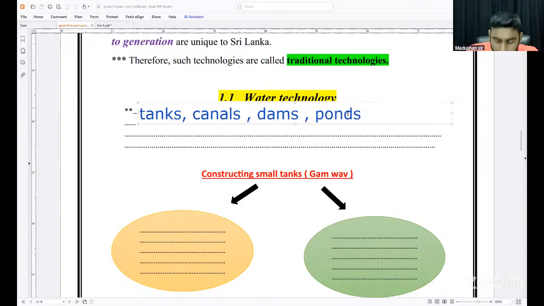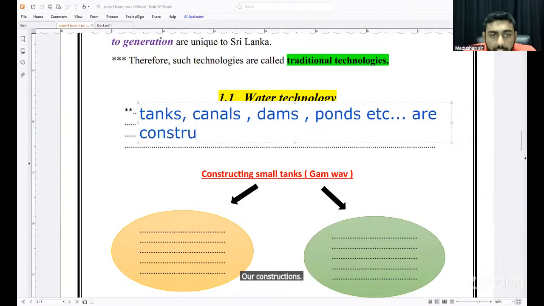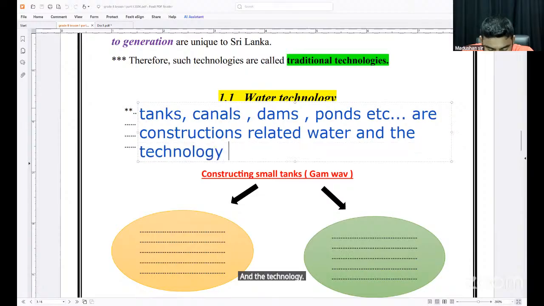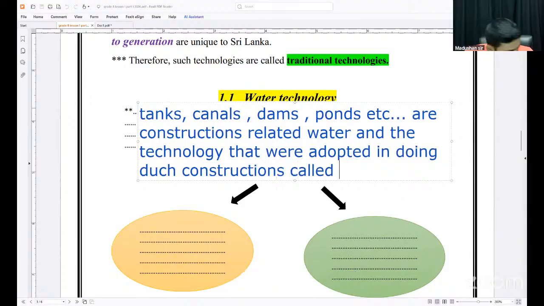Tanks, canals, dams, ponds, etc. are constructions related to water. And the technology that were adapted in doing such constructions called water technology.